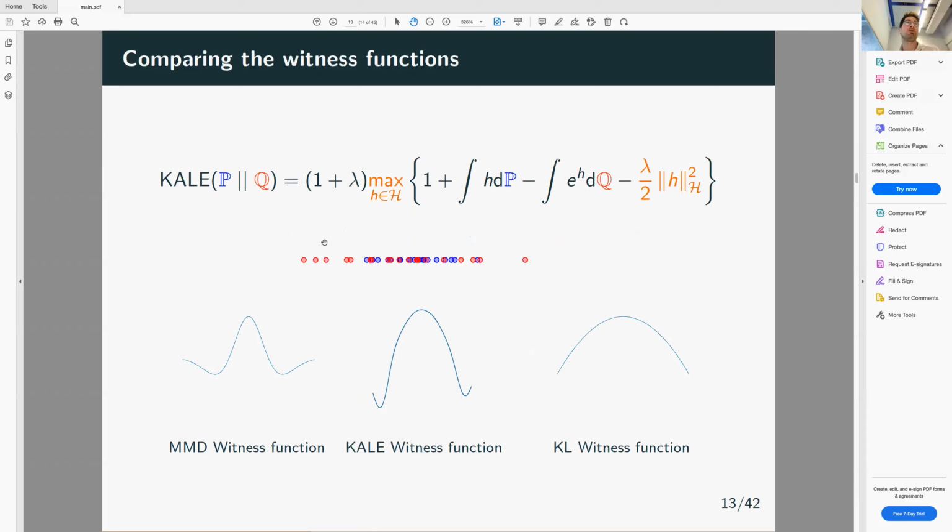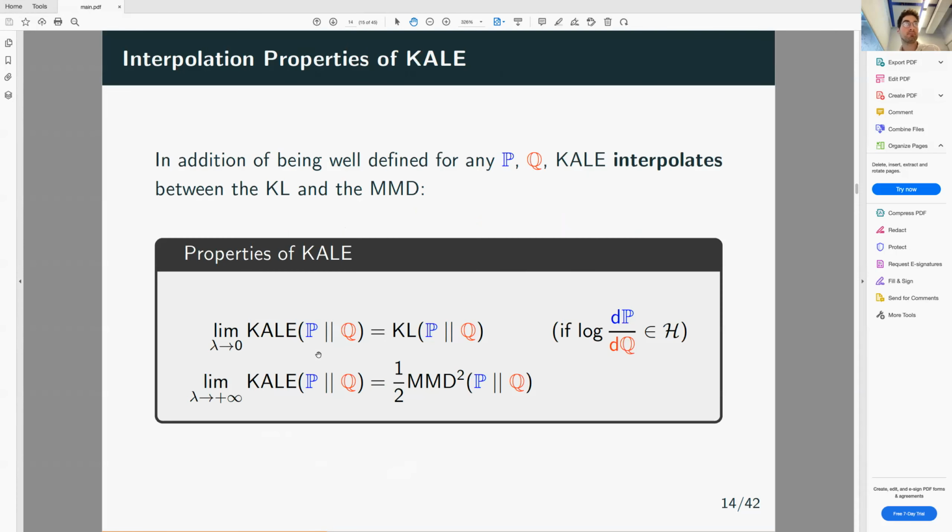And so now we have three probability divergences: the MMD and the KALE, which are well known, and the KALE. And as we see here, the KALE witness function that I'm putting here in the middle kind of interpolates between the MMD and the KALE. So we see some kind of pattern happening. And I'm going to make this proposition a bit clearer later.